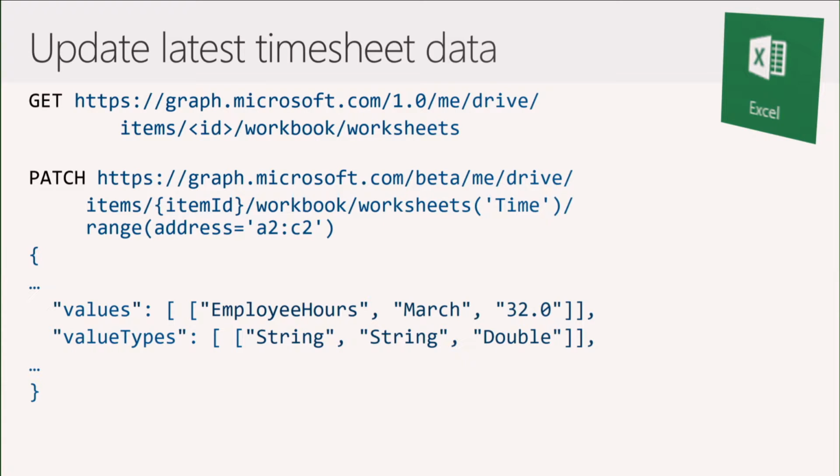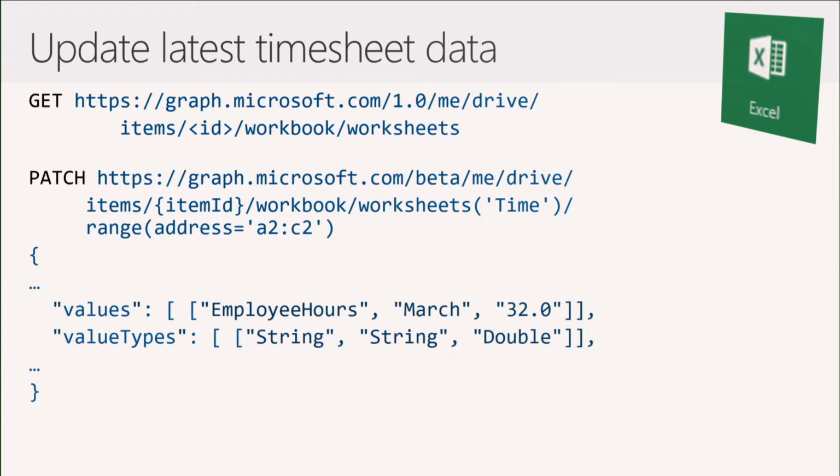But then because I know they're Excel files, I can go and drill in and add workbook/worksheets on the end and bridge across into the Excel API across the graph using the power of the graph and get back a list of the worksheets inside the file to program against. And one of them in the second line is the time worksheet. And I can just go and patch that to go and amend the data to update the timesheet data for my project. And you can see it's just passing in the standard Excel range notation, A2 to C2. We've all used that in Excel.